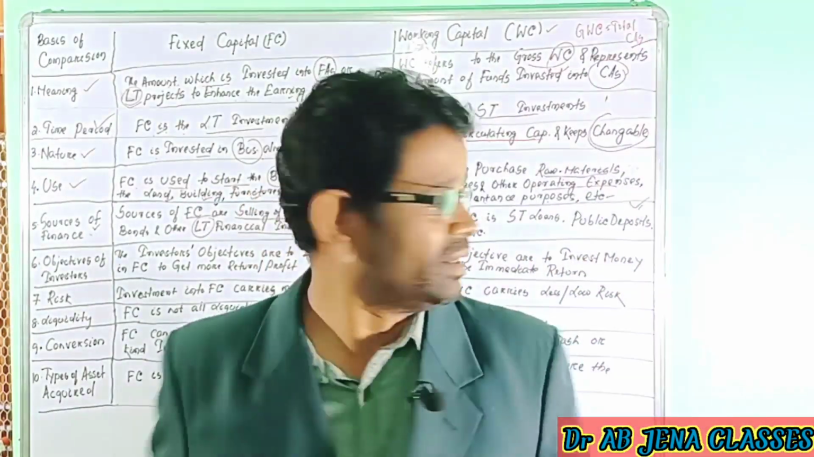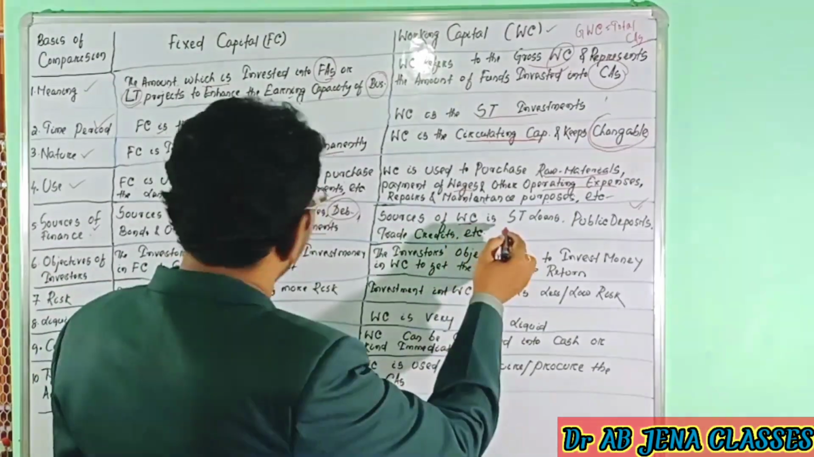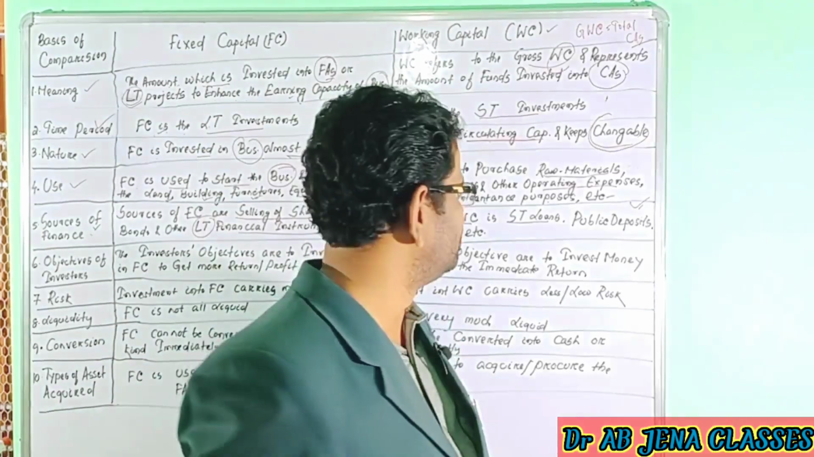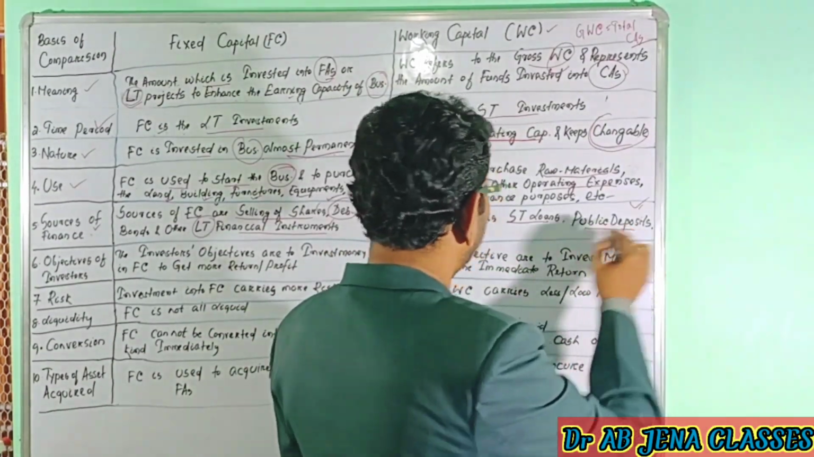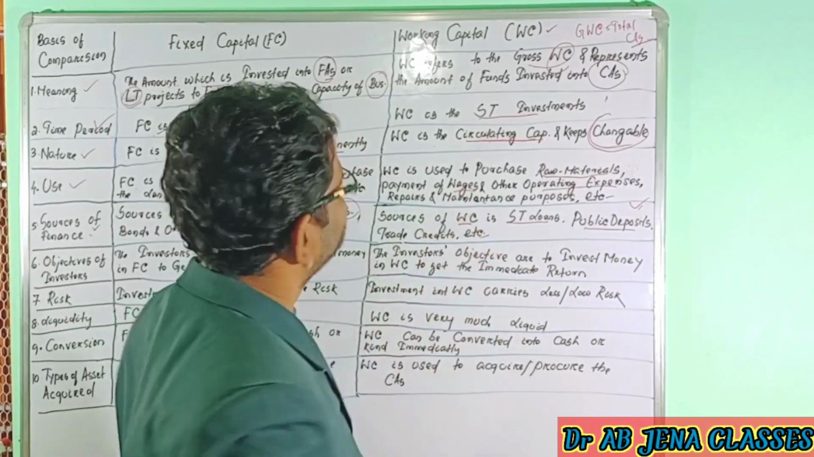Then the sources of working capital: it's the short-term loan, which is normally taken for usually 1 year, then the public deposits, then the trade credit, etc. So these are the sources for the working capital.